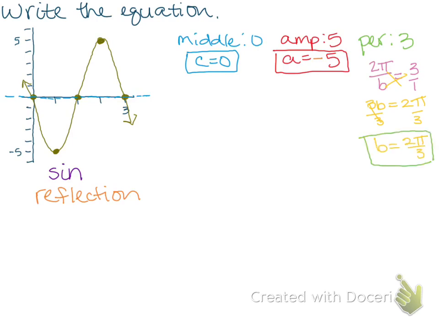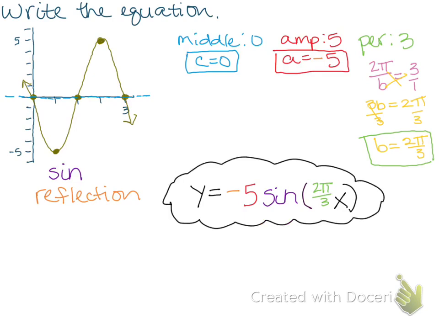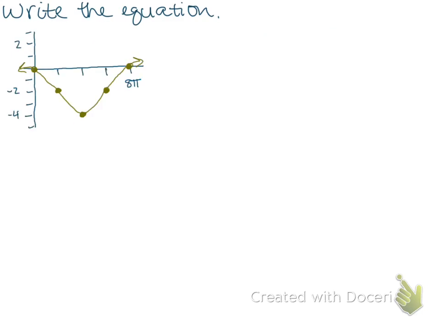Now I'm ready to write my equation. y equals negative 5 sine 2 pi over 3x, and then you can put the plus 0 or leave it off. Okay? Now let's look at an example where the middle is not 0. We're going to start at the y-axis and go 1, 2, 3, 4. So we're only going to pay attention to it from the y-axis to where it says 8 pi.